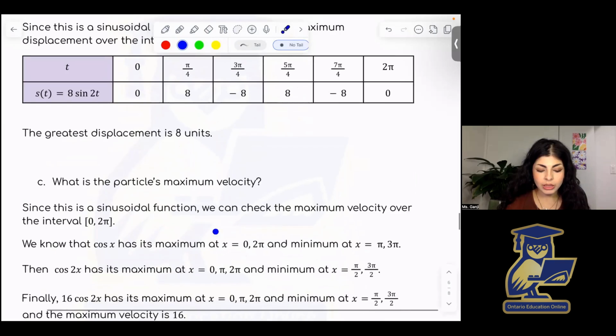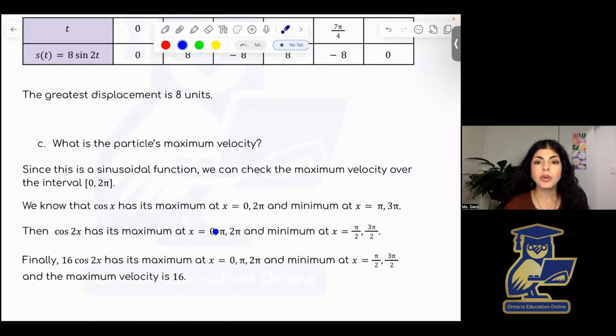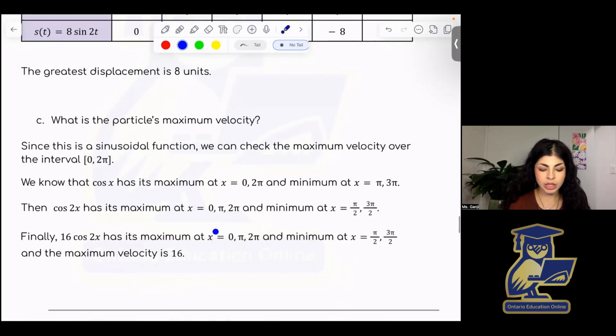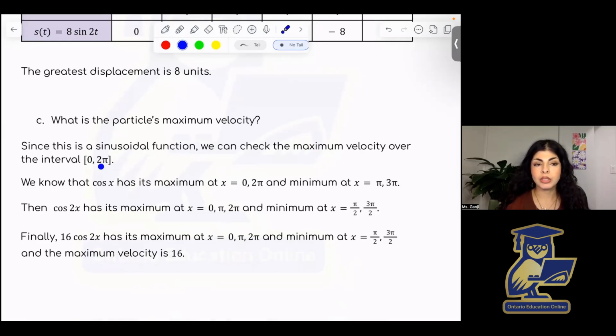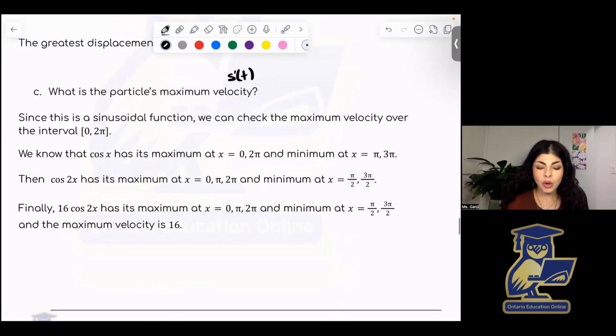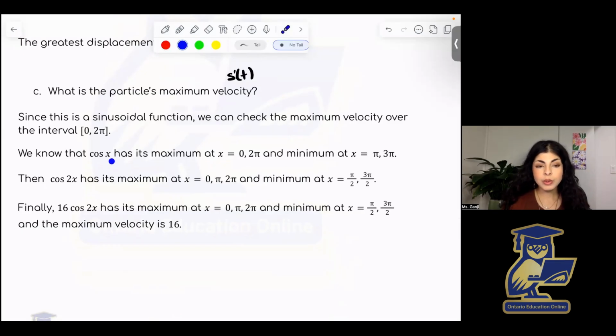And finally, we're asked, what is the particle's maximum velocity? So here we're just doing a little bit of interpretation. Again, we can only check for the interval 0 to pi. But now we're asked for velocity, so we're checking the s prime of t function here. And so that's our cosine. We know cosine has a maximum when x is equal to 0, 2 pi, 4 pi, and so on, and a minimum at pi, 3 pi, 5 pi, 7 pi, and so on.